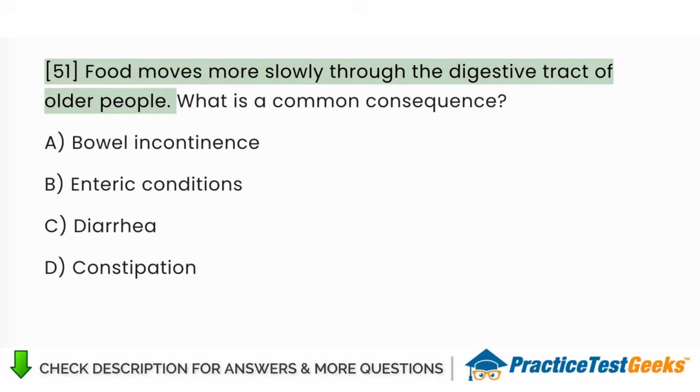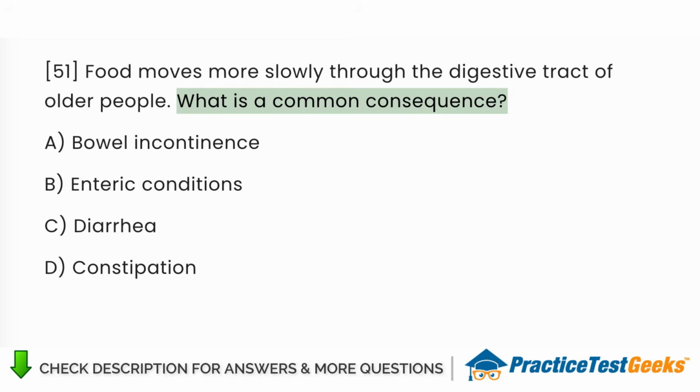Food moves more slowly through the digestive tract of older people. What is a common consequence? A. Bowel incontinence. B. Enteric conditions. C. Diarrhea. D. Constipation.